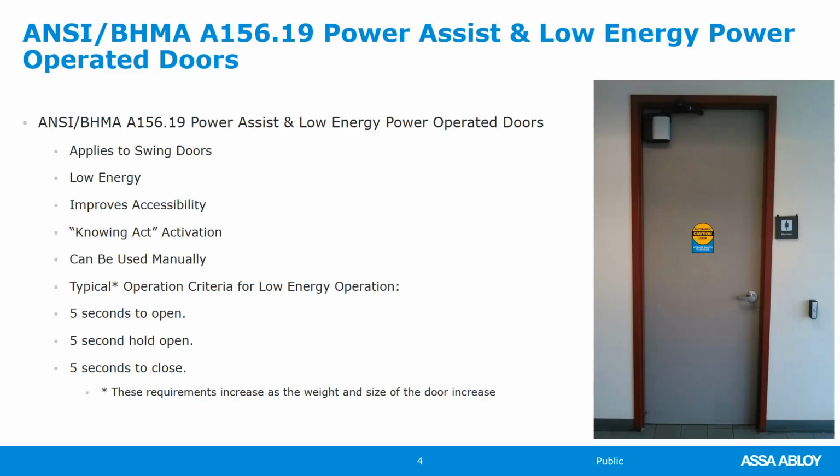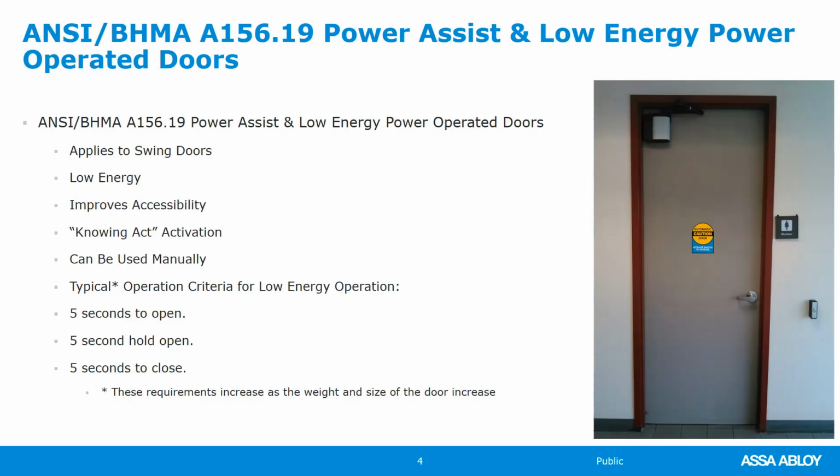The code that we follow is the ANSI A156.19, which is a power assist and low energy power operated door guideline. Requirements in this standard apply only to swing door operators, which is what we'll be talking about today. The operator types are power assist and low energy power operators for pedestrian use. It does not address the actual door, the finish, or hardware. Included are provisions intended to reduce the chance of user injury or entrapment. The products are intended to improve accessibility.